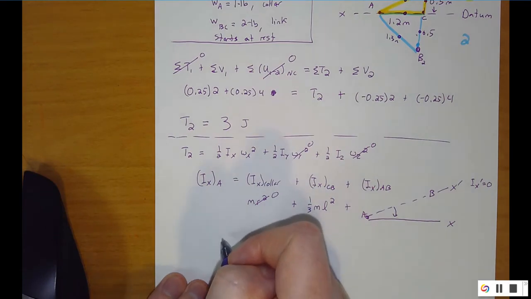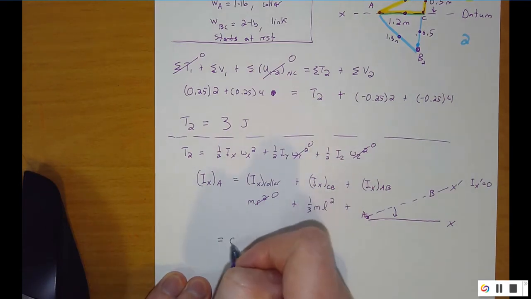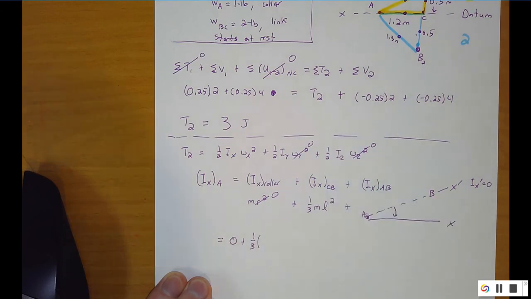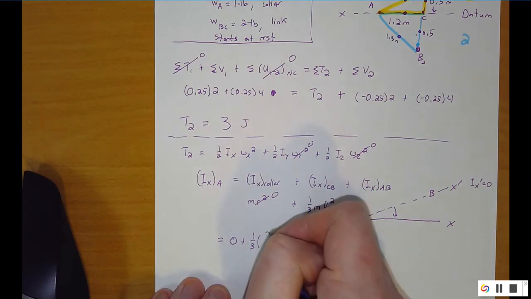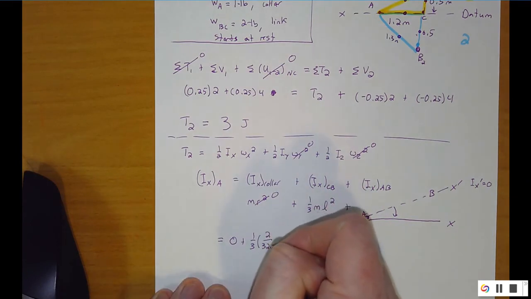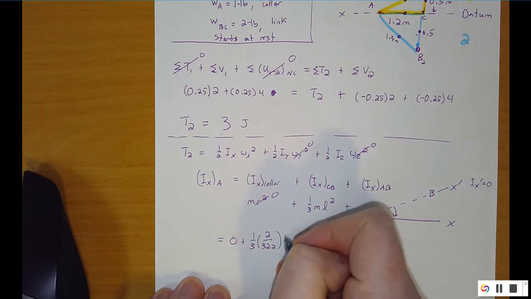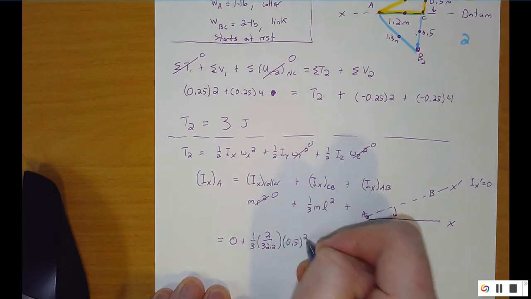So just working through, again, we have 0 for this. I have 1/3. So this is for the linkage here from B to C. It has a mass of 2 pounds, so we have to divide by 32.2 to make it into a mass. And its length is 0.5 long, so we're going to square that.